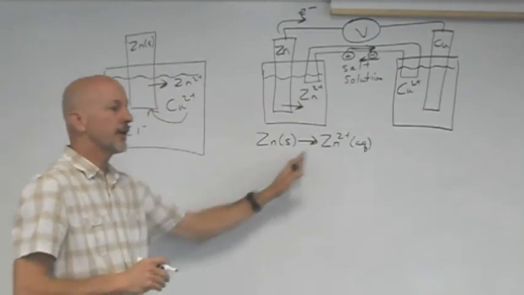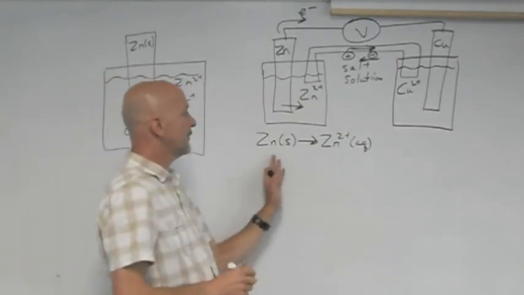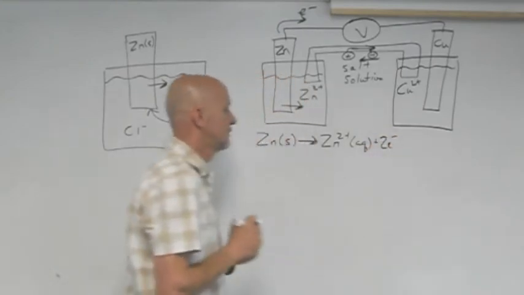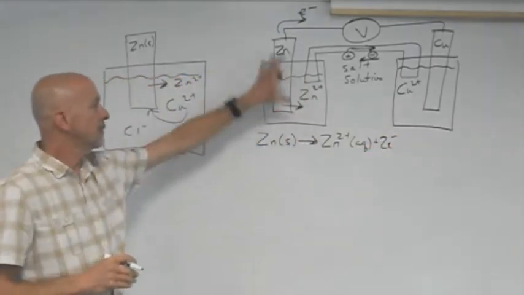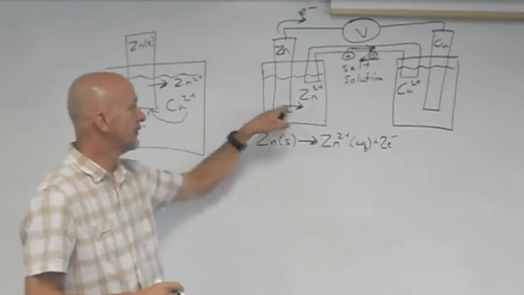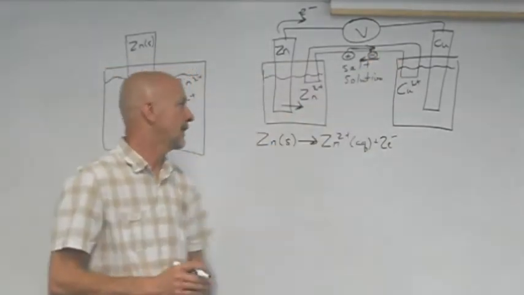Plus, well, this is of course not balanced. I need to balance the charge. What's happening in this case? I am releasing 2 electrons. So this is what's happening in this beaker. Zinc gives away electrons. The zinc comes here. The electrons go up the wire.